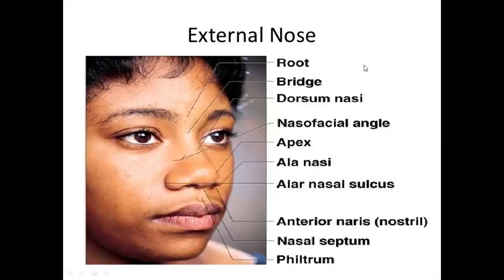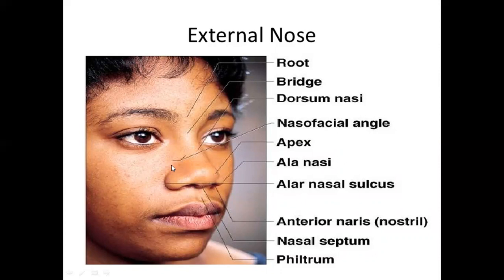Again, this is the picture of the external nose. This is the root of the nose. This is the frontal bone joining with the nasal bones. This is the dorsum of the nose. This is the bridge of the nose. This is the dorsum of the nose. And this is the nasofacial angle. This is the apex of the nose. This is the ala of the nose.